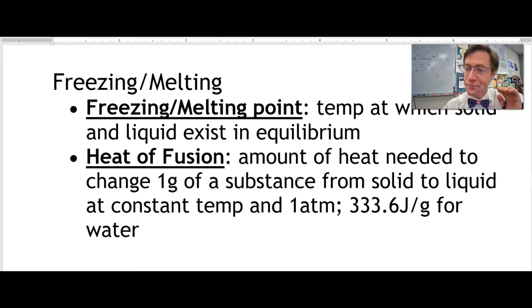And so what this gives us are two things. We have freezing and melting point. Now, I'm calling it freezing melting point, right? It is both freezing and melting because it's all a matter of perspective. The question is, what temperature does water freeze? Well, water freezes when it's 0 degrees, right?